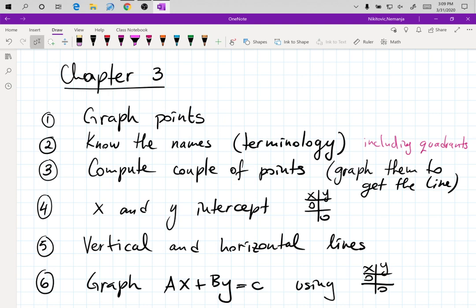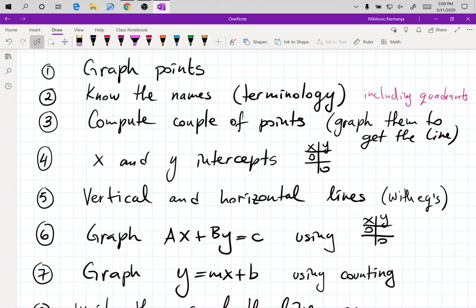Compute a couple of points, so you're able to test if the points are on the graph or not, and able to draw the line from those points. Then x and y intercepts, right? Those are important as well, and you compute them in this chart, which you have to memorize. Vertical and horizontal lines, I'll just put with equations, right? Because those are also important.